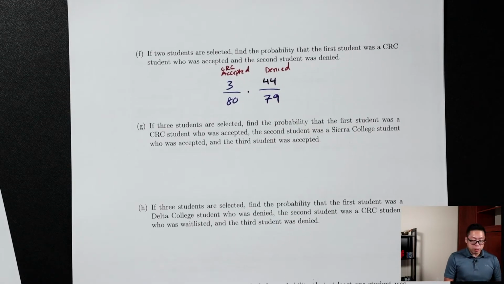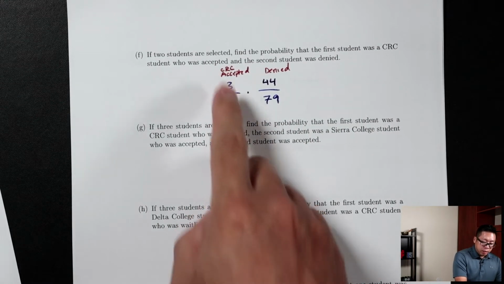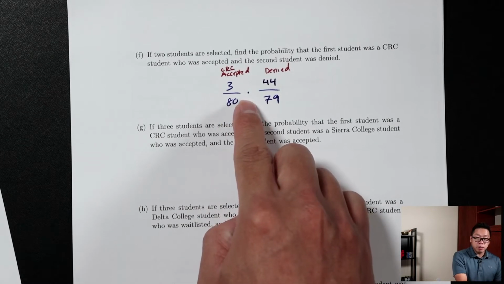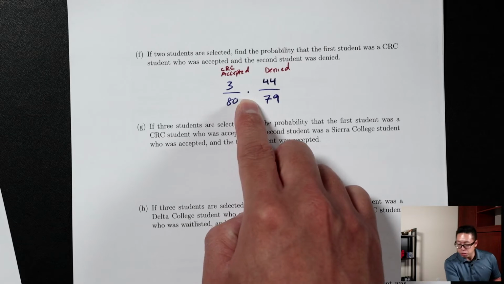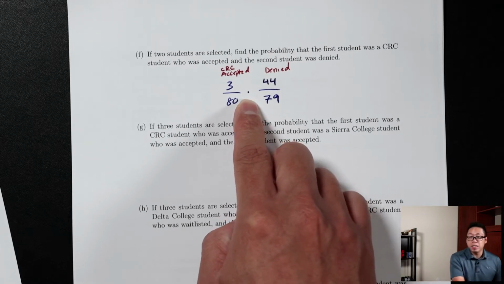Okay, and the way you enter this into the assignment is 3 over 80, and then times. The times on a computer would be the star symbol, which should be shift 8.